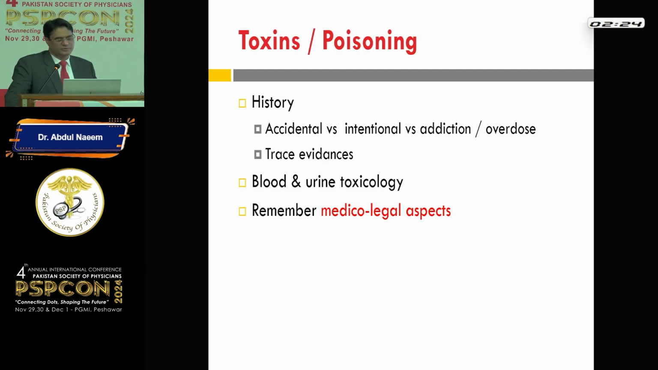If you're suspecting, you don't know if this is by incident or someone has done it with intention, and it is common, especially in underdeveloped countries where access is easy. You can get any tablet from the medical store or make some extra syrup at home. So this is common. Always take blood and urine toxicology to save your skin, because you don't know what the intention is of the patient coming to you.